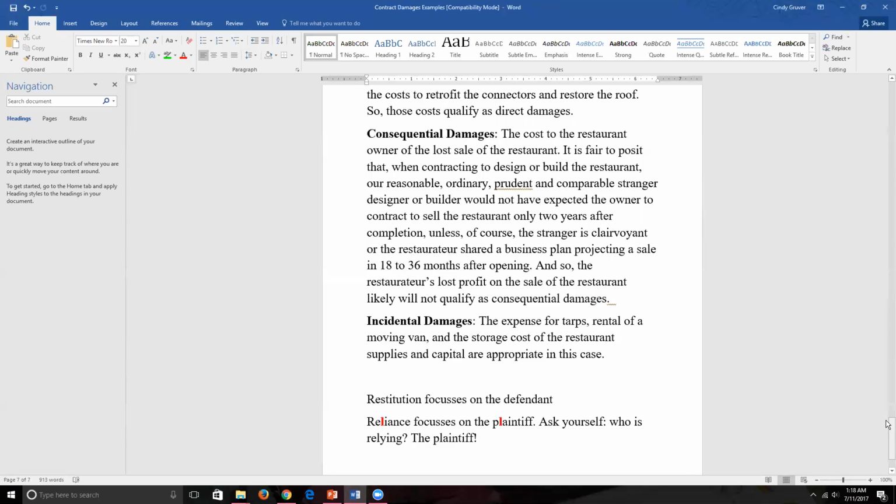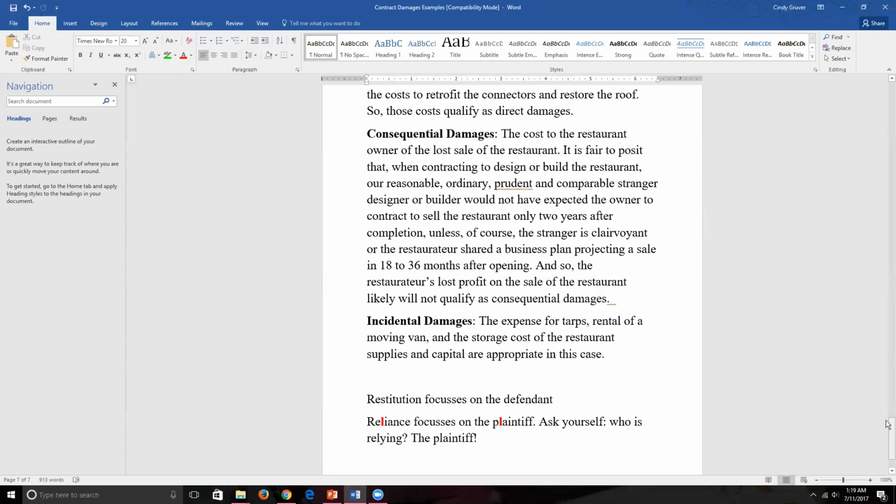Well, Bob wants to save as much of the stuff as he can, and so he's going to go out and buy some tarps to cover what is salvageable. He may also want to rent a storage space to put the chairs and the cutlery and the cash register and what can be salvaged into a dry, safe location that isn't in the elements. Those types of expenses would be incidental expenses that Bob would be entitled to compensation from the general contractor.